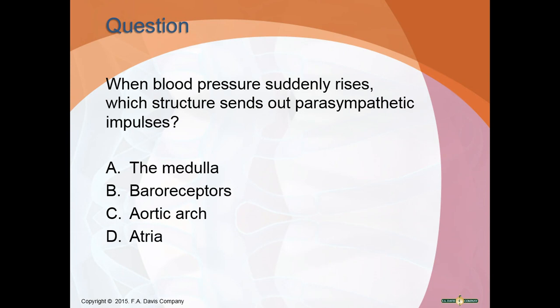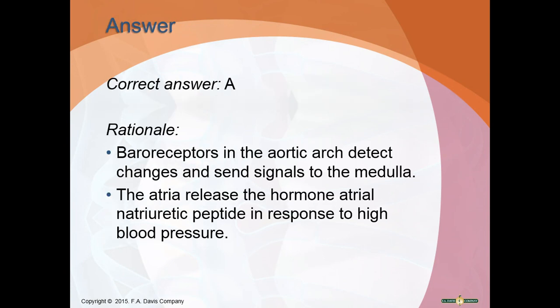When blood pressure suddenly rises, which structure sends out parasympathetic impulses? Is it the medulla, baroreceptors, the aortic arch, or the atria? The correct answer is A. It's the medulla. Baroreceptors in the aortic arch detect changes and send signals to the medulla. The atria release the hormone atrial natriuretic peptide in response to high blood pressure.